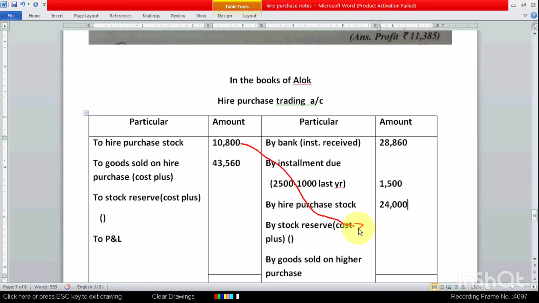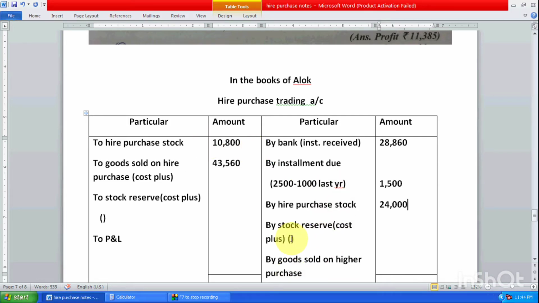See this opening stock entry, because we have to now calculate the cost plus. So for this opening stock entry and goods sold on hire purchase entry, whatever the cost is extra, we have to write here also. And the closing stock entry, we have to write on the debit side. So write by stock reserve, cost plus: 10,800 into 60%, because 60% is extra. How do you write it? Into 60 divided by 160, because whatever the amount is, 60% is already added, meaning the overall amount is 160%. So we have to divide the overall amount into 160%.